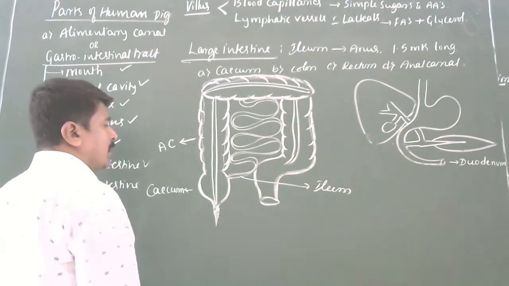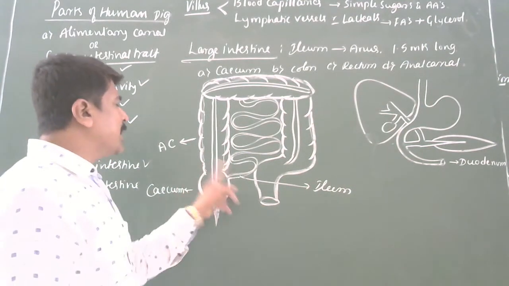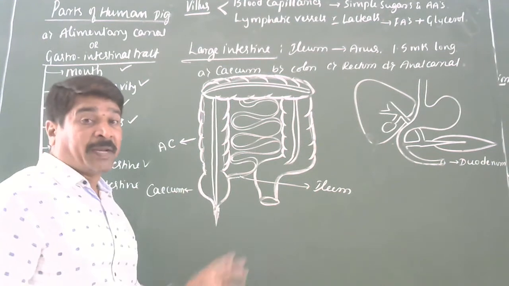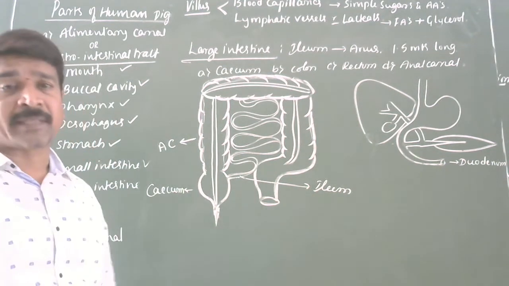It is a blind sac lying at the junction of the ileum and colon. Why are we using the term blind sac?